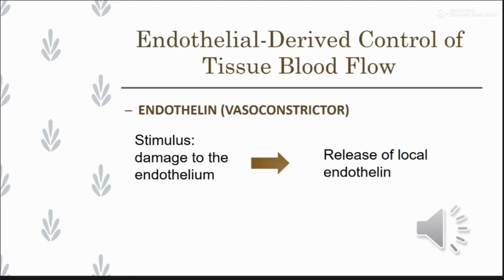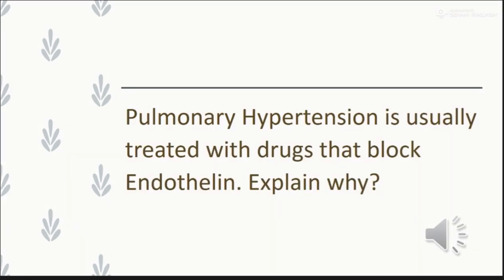But generally, they have not been used for lowering blood pressure in patients with systemic arterial hypertension. So the endothelin blocker drugs are used more for pulmonary hypertension. Pulmonary hypertension is usually treated with drugs that block endothelin. So, why?